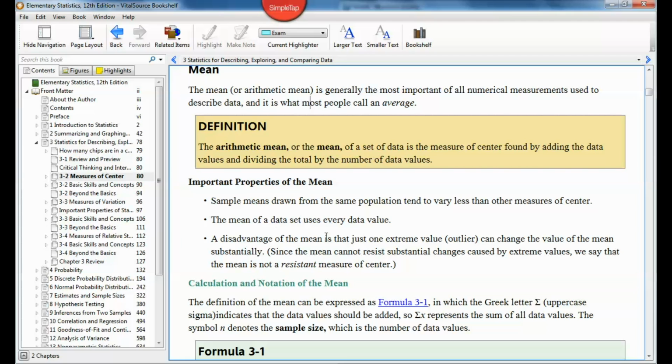A disadvantage of the mean is that just one extreme value or outlier can change the value of the mean substantially. So what does that mean? No pun intended. That means that if you have, say, 10 tests, and you make in the 90s on every test, and then you make a 20 on one test, that can drastically affect your mean. So one outlier can affect the mean.